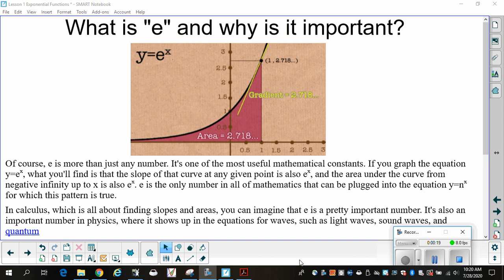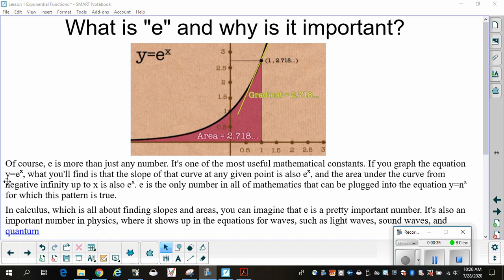Prior to watching this video, you should have watched the YouTube video that I have as a link, which describes it using continuously compounded interest. It does a great job of showing how it grows. Of course, e is more than just any number. It is one of the most useful mathematical constants.